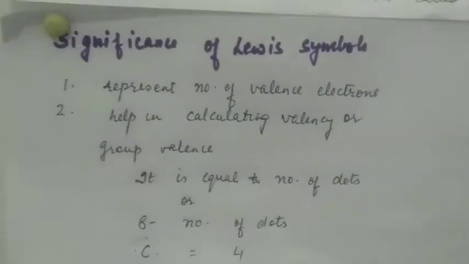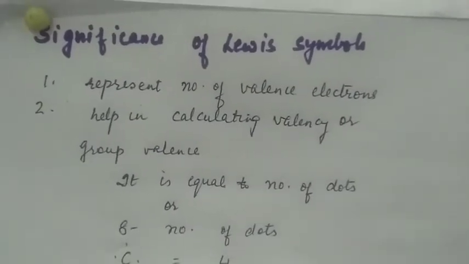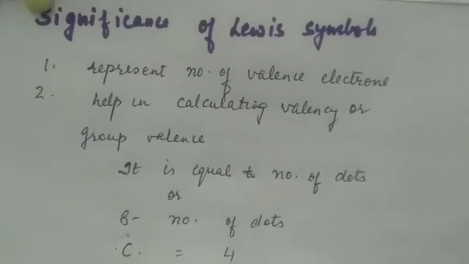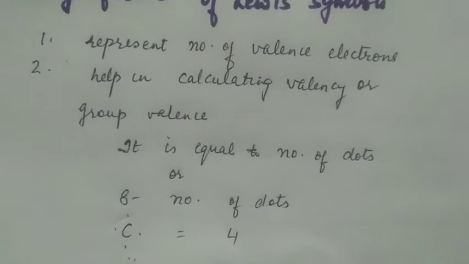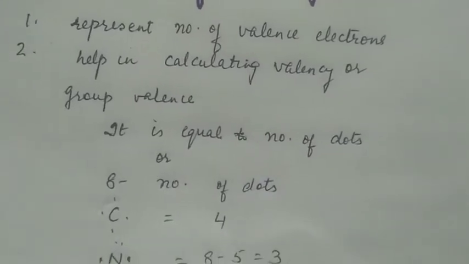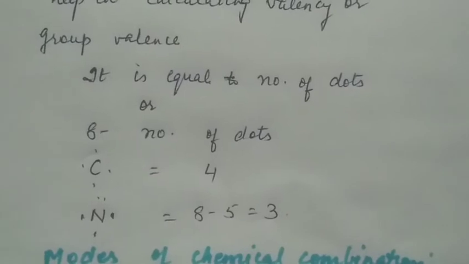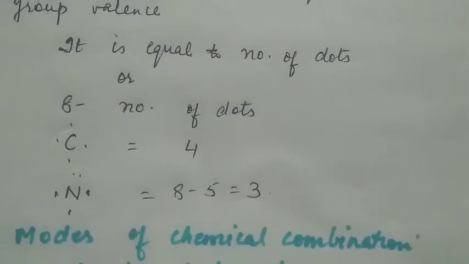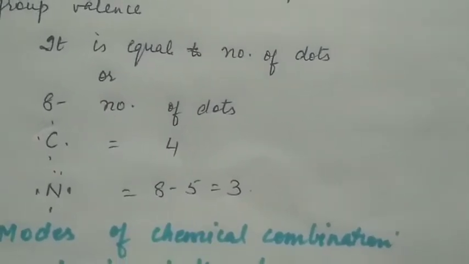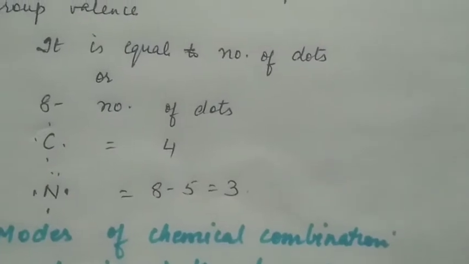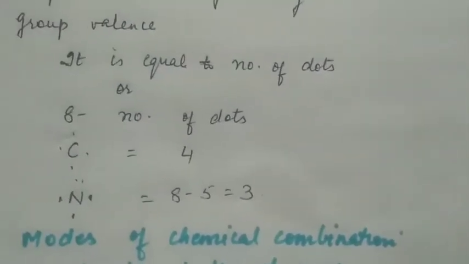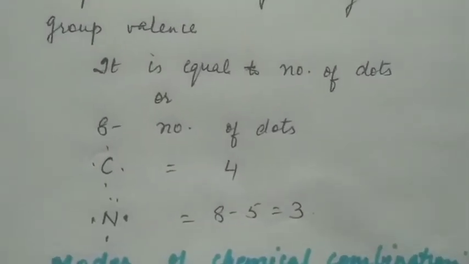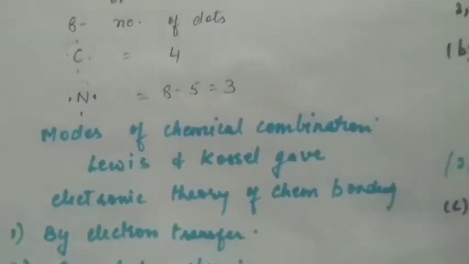Significance of Lewis symbols. Symbols represent the number of valence electrons, and from the electrons we can also calculate the valency or group valence, and valency is equal to the number of dots in the symbol or 8 minus the number of dots. For example, carbon has 4 dots, that means its valency is 4. Nitrogen has 5 dots, so valency will be 8 minus 5 is equal to 3. If the number of dots is more than 4, then you find the valency by subtracting the number of dots from 8.